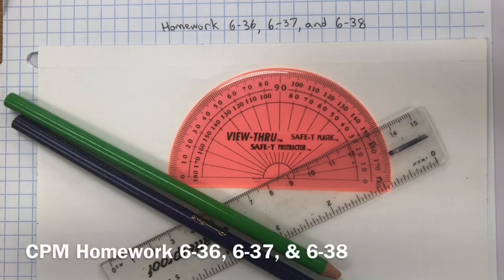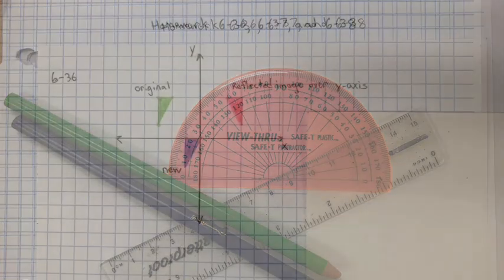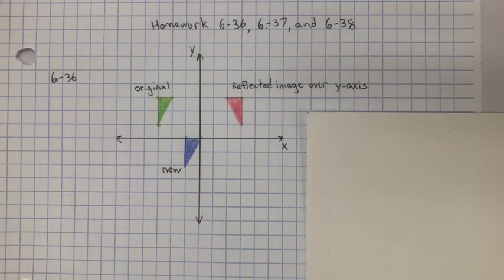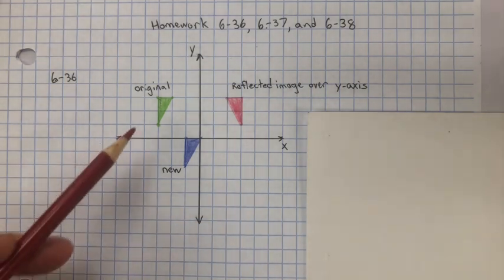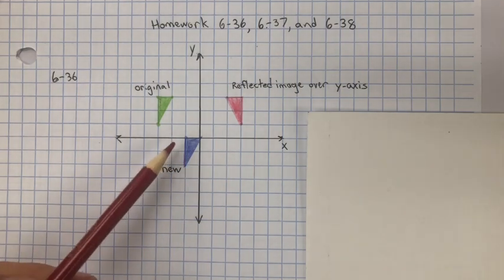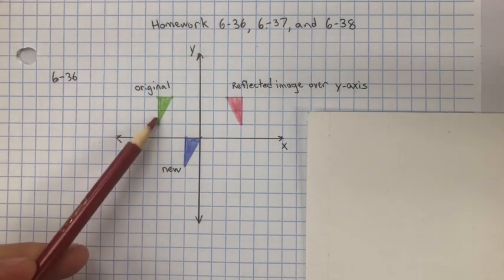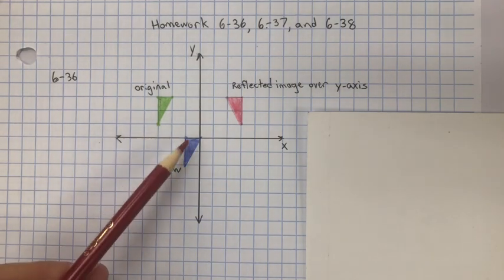This is the homework for 636, 37, and 38. In problem 636, you need to write directions to translate the original triangle to make the new triangle. So here's the original triangle, and we have to describe how you went from here to here.